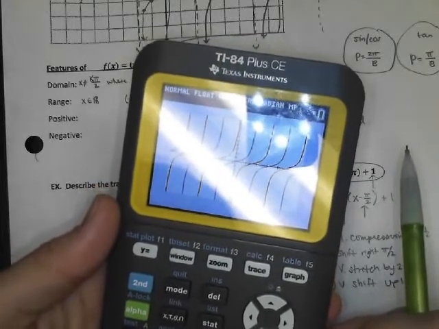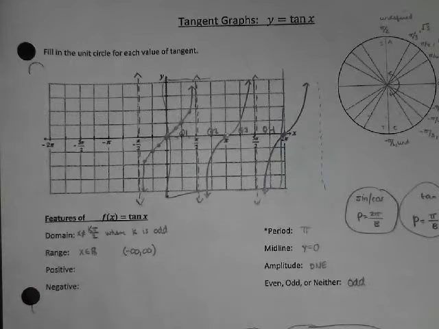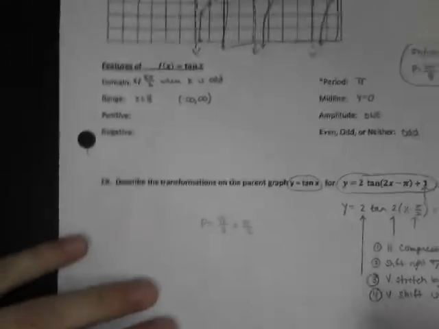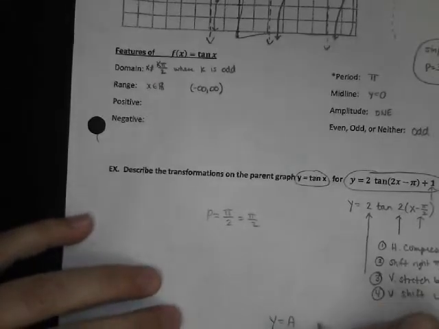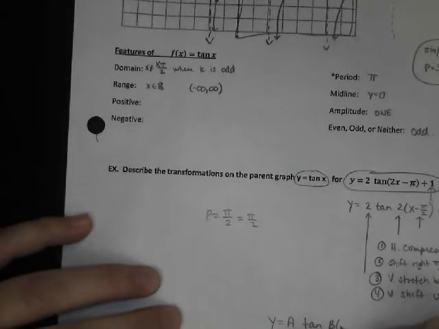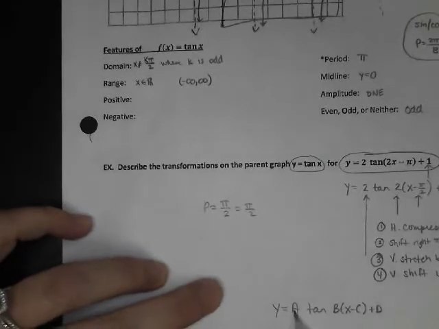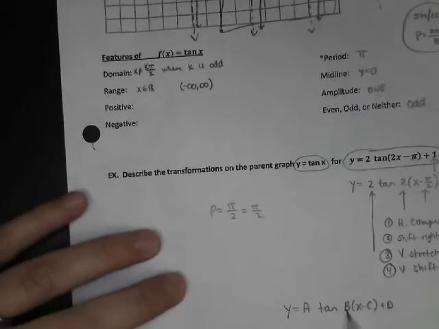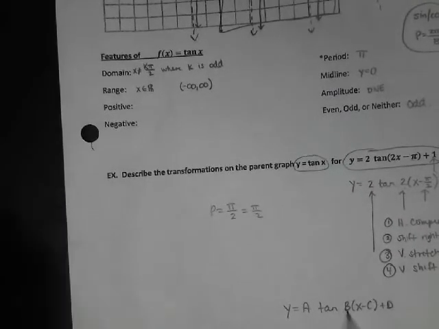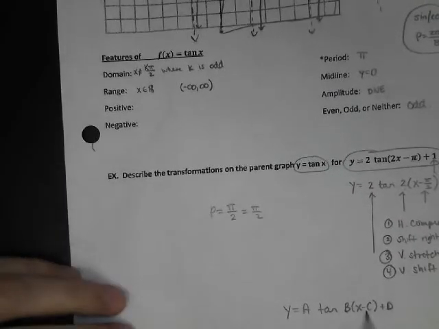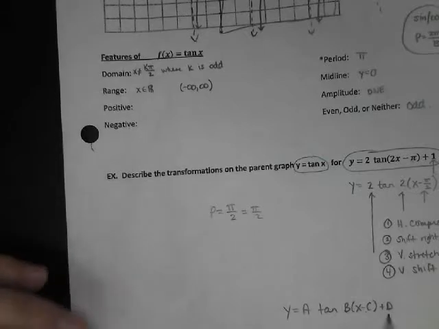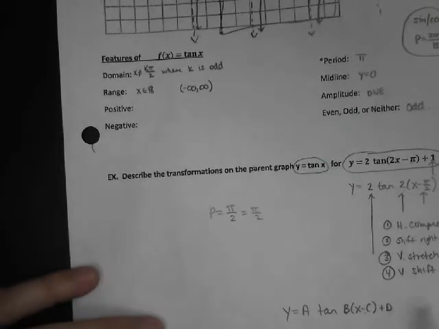Like I said, we haven't seen too much on tangents, but I would feel really bad if some tangent graph came up and you were totally thrown off because you never saw that before. But the structure is still the same. It's A tangent of B times x minus c, plus d. So we've got a vertical stretch, a horizontal stretch or compression, which affects the period, a shift right, and a shift up or down.